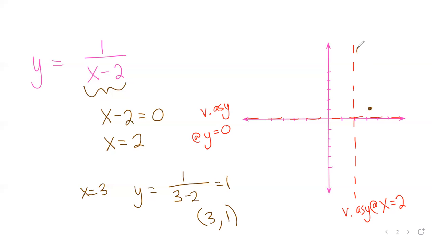And now I have a point to make sure I'm going through the right place. We could know that this point is reflected on the other side, but you could also, let's say, plug in x equals 1: y equals 1 over 1 minus 2, so negative 1. So when x is 1, y is negative 1. And that is indeed that point.